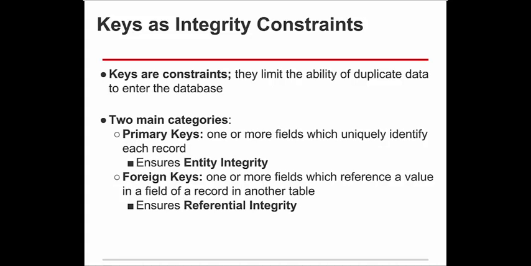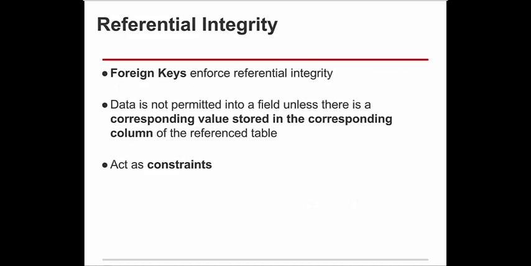Foreign keys, something you considered last week, are 1 or more fields which reference a value in a field of a record in another table. Hence the name foreign, referencing something outside the table. This helps to ensure something called referential integrity. The referential integrity enforced by foreign keys means that data is not permitted into a field unless there is a corresponding value stored in the corresponding column of the reference table. Now this is a mouthful, and it's even somewhat abstract to wrap your mind around, and so we're going to hit that a bit more as we go forward in the course.